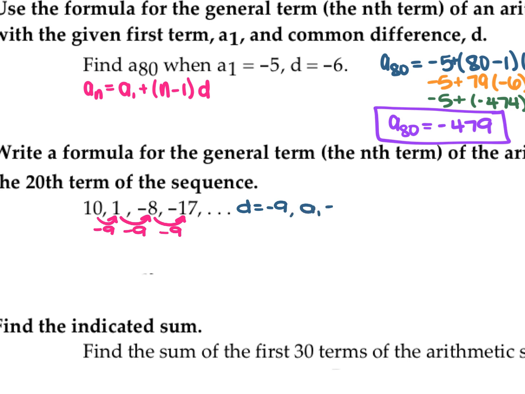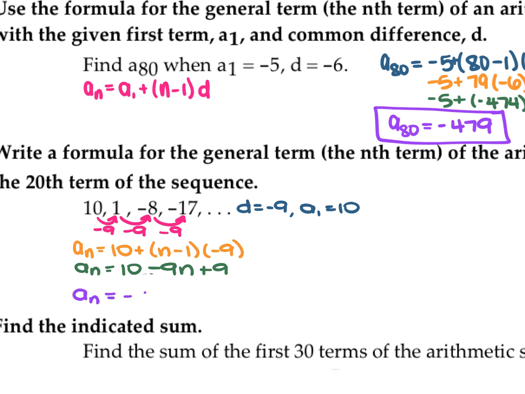You need a sub 1, which is 10. And you're going to plug this into that a sub n is equal to a sub 1 plus n minus 1 times d, which is right above this. So that means a sub n is equal to a sub 1, which is 10, plus n minus 1 times d, which is -9. Distribute your -9 in. That's a sub n is equal to 10 minus 9n plus 9, which then simplifies to give you a sub n is equal to -9n plus 19.